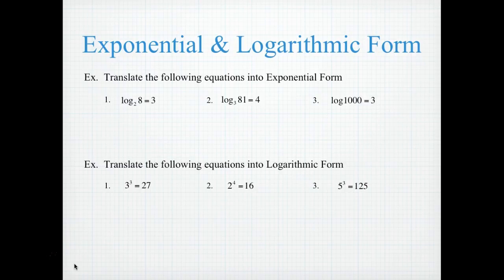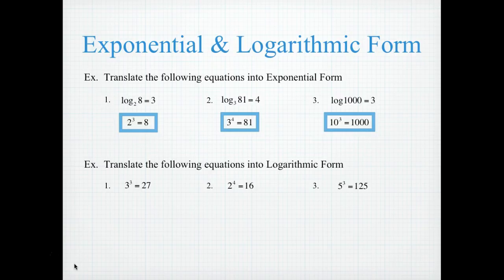Here we have a few more translations. In the first set of examples, we're going to translate the equations into exponential form. So log base 2 of 8 is equal to 3, translates into 2 to the third equal to 8. Log base 3 of 81 equal to 4 translates into 3 to the fourth equals 81. And log of 1000 equal to 3, again, there is no base there. We refer to that as the common log, and that translates into 10 to the third power is equal to 1000.